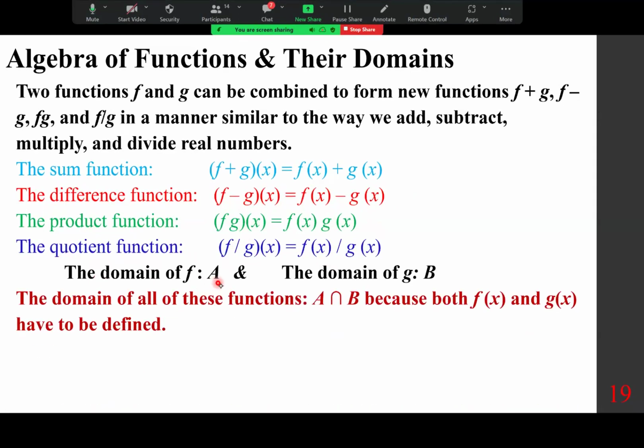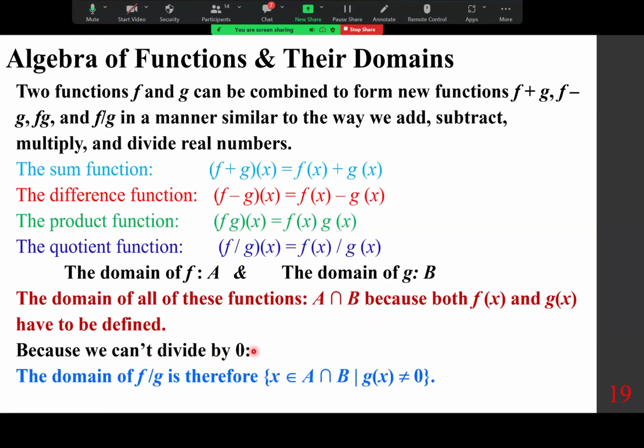The domain of f is A and the domain of g is B. So we are giving them names. The domain of all of these functions is A intersection B, whatever is in common between the two, because both f of x and g of x have to be defined. Because we can't divide by 0, the domain of this last one, the quotient function f over g, is therefore x is an element of A intersection B such that g of x is not 0. So all of them A intersection B.